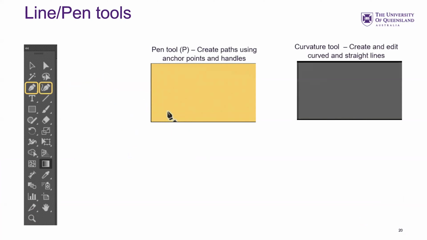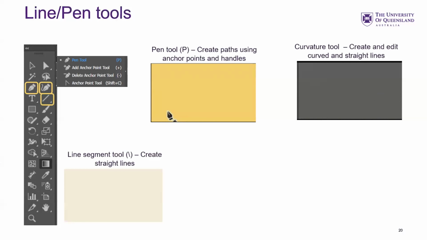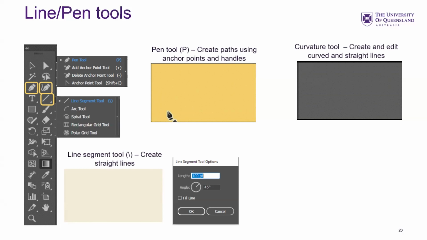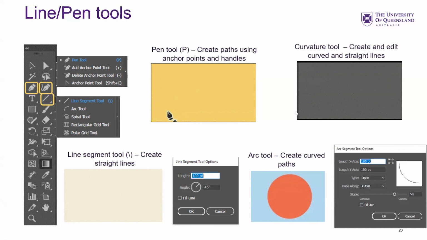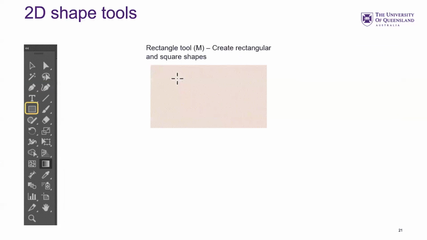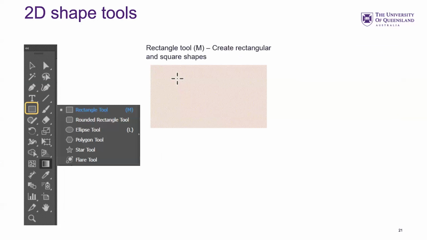There's a range of line and pen tools that you can use. When I added these in, these were animated GIFs, which looked a lot nicer, but anyway. So yeah, pen tools, curvature tools, line segment tools. So lots of tools for drawing lines. Lots of tools for 2D shapes.